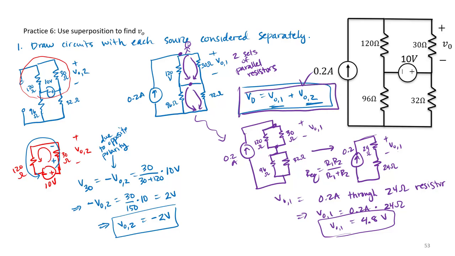So remember, by superposition, the total voltage across that 30 ohm resistor is going to be the algebraic sum of the two. So in this case, I can determine that V0 total is equal to negative 2 volts plus 4.8 volts. So that gives me final answer of V0 is equal to 2.8 volts.